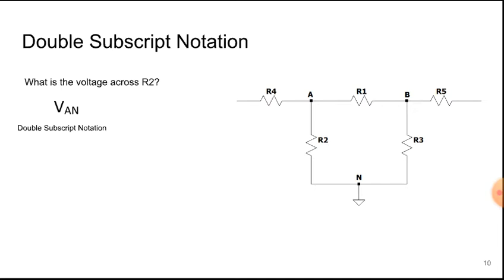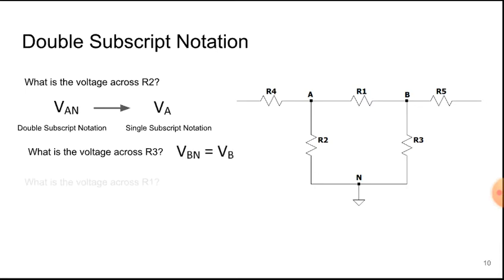And if we observe that node N is connected to the ground, or it means node N is our reference node, we can omit that one. So we can just call it VA if the other node is connected to our reference node or the ground. VA is just the same as VAN. How about the voltage across R3? It should be VBN, or simply VB. How about the voltage across R1? It should be VAB.